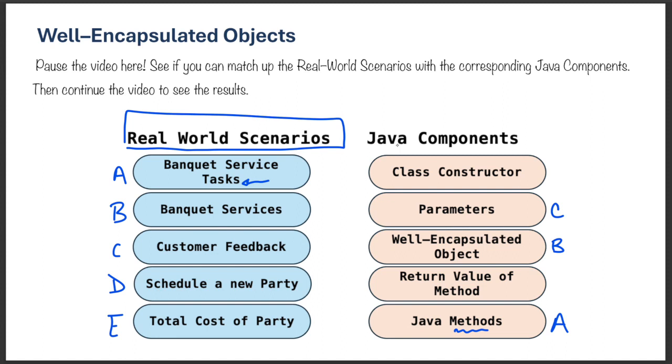Schedule a new party. Well, as soon as you see that keyword new, that should be a dead giveaway. That's our constructor. And the total cost of a party, that's something that can be returned from a method. It'll calculate it and create an invoice and return the total cost of the party. So hopefully your answers match mine. If they don't, listen to what I said, how I described it, and link them. And this is the task of a programmer. You have to be able to take these abstract concepts and connect them to Java components.